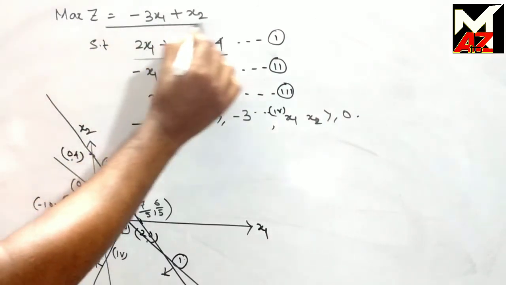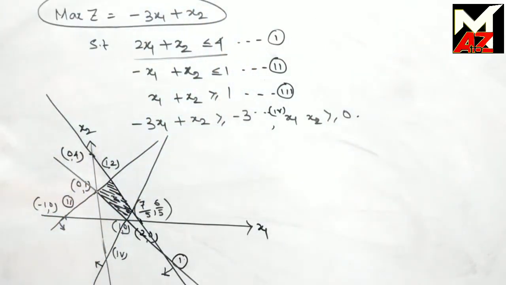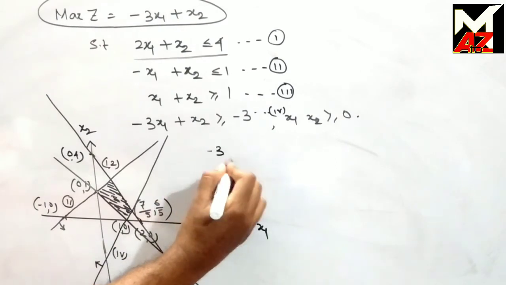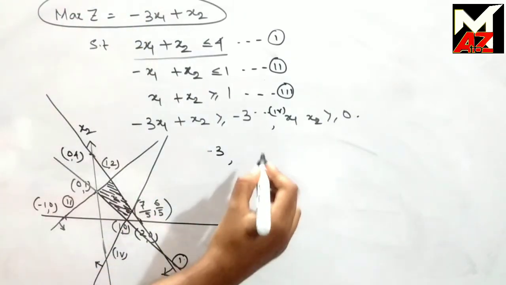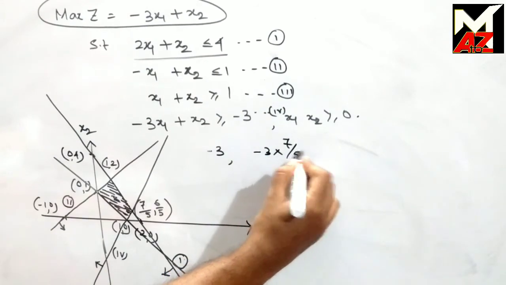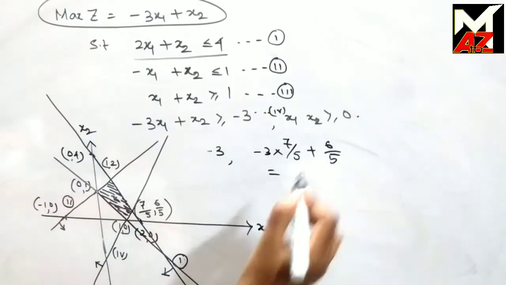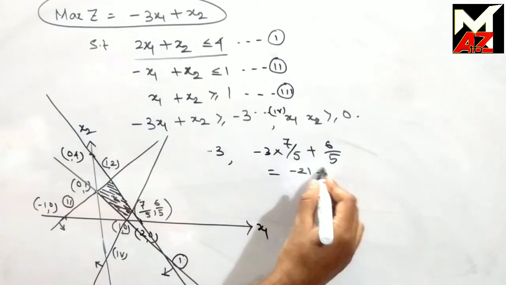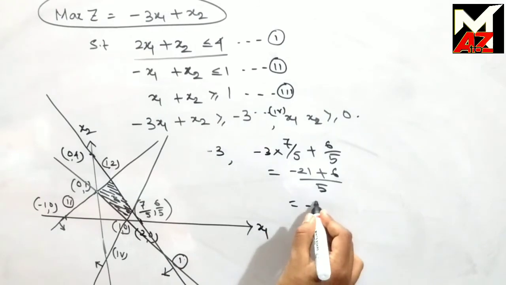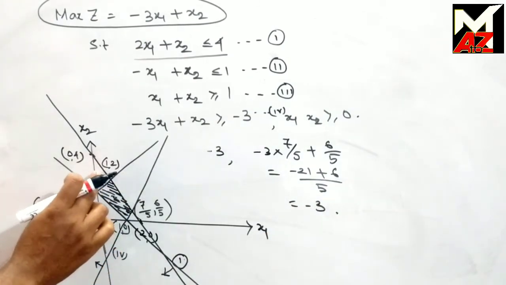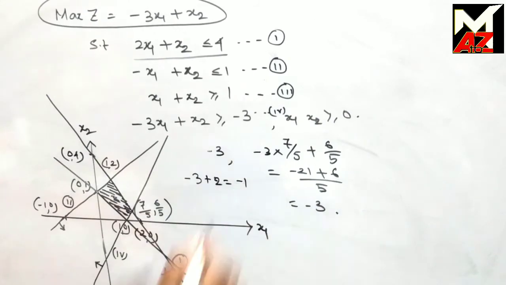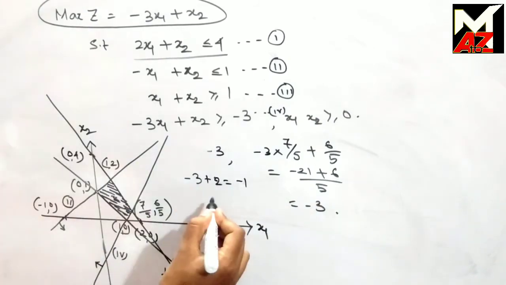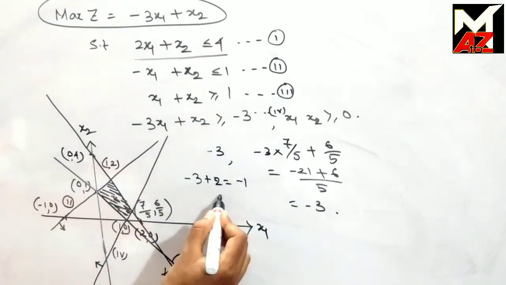So we now check in which vertex the objective function is maximum. For the vertex (1, 0), we get minus 3. For the vertex (7/5, 6/5), this is also minus 3 into 7/5 plus 6/5, that is minus 21/5 plus 6/5, that is minus 3 also. At the vertex (1, 2), this is minus 3 plus 2, that is minus 1. And at the vertex (0, 1), this is 1.